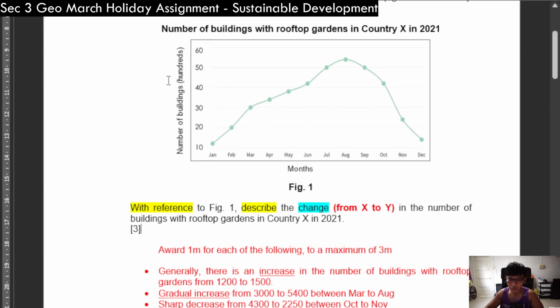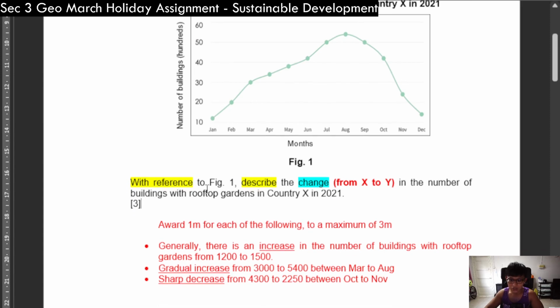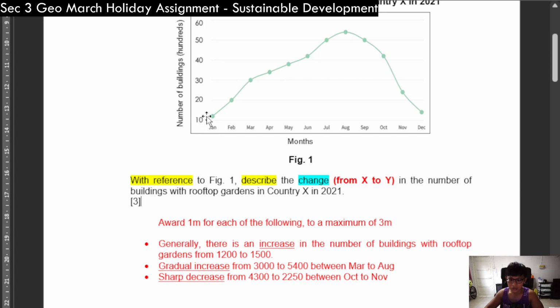So the key thing to take note of here is the units as well. Alright, so you see the units here, they put in hundreds, which means that this would be 10 times 100, which would be 1,000. Alright, so at this value, it's 12, so 12 times 100, that is how I get 1,200 to 1,500 at the end.